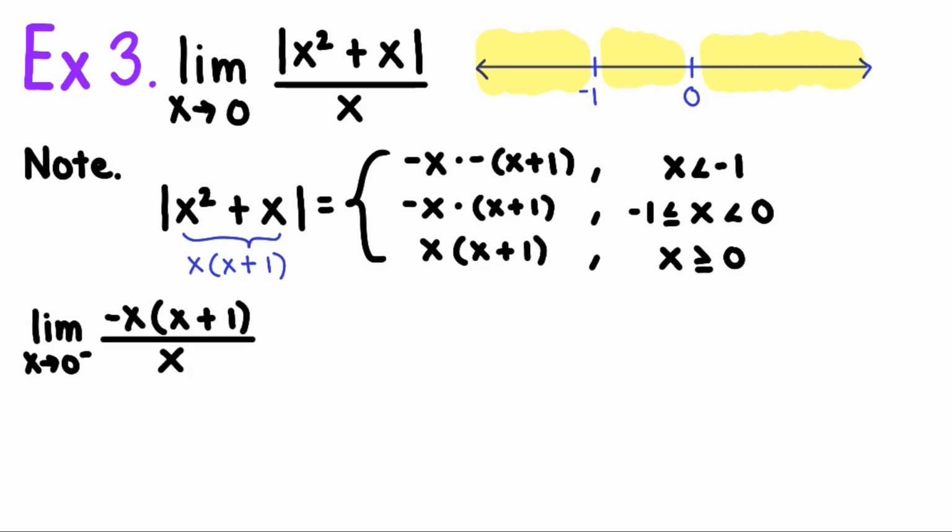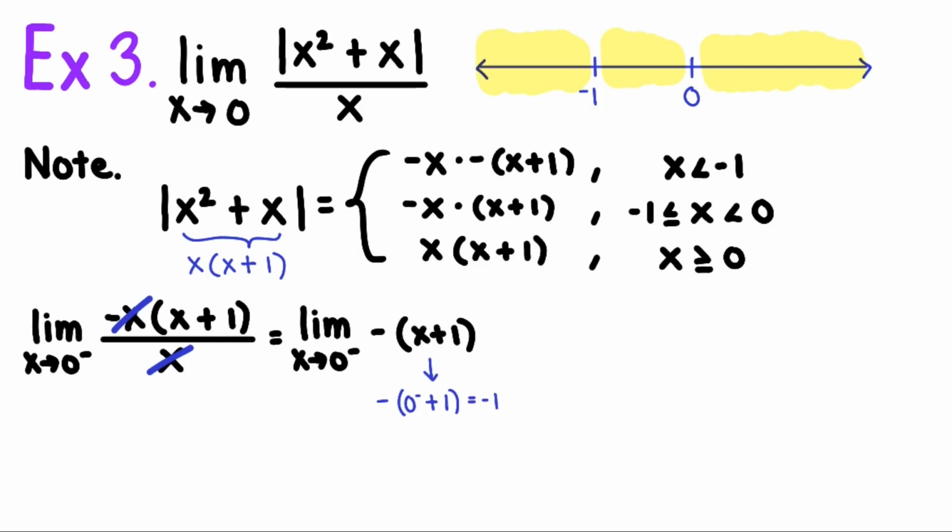Since we are just dealing with values that approach 0 from the left and not exactly at 0, we can divide the x's out here, and we'll be left with negative times x plus 1. And in here, we can plug in already the 0 out here without any problem, since this is just a polynomial function. So we have negative times 0 from the left plus 1, or when simplified is negative 1. So the answer for this one-sided limit is negative 1.